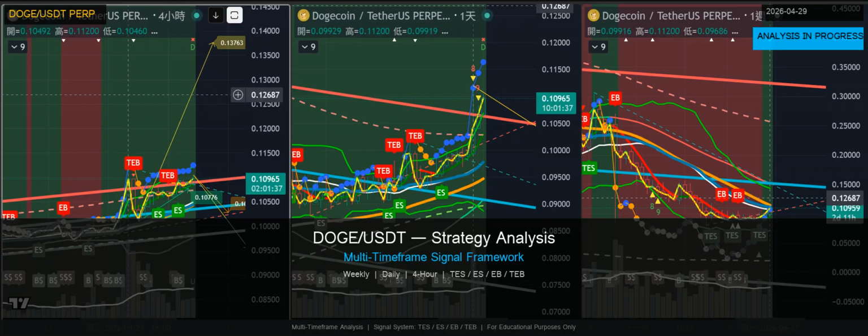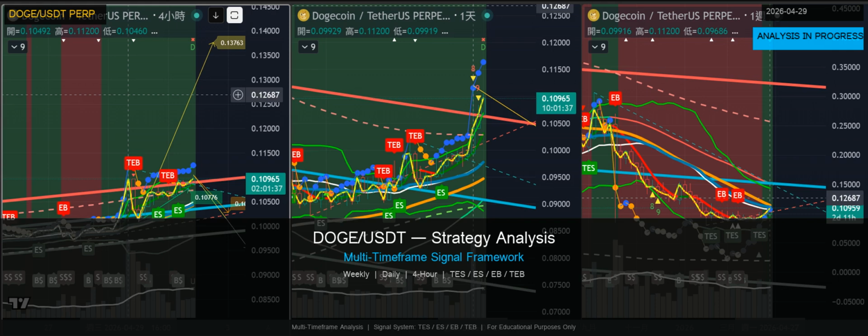In this session, we will break down the current market structure of Dogecoin using a multi-timeframe framework, examining the weekly, daily, and 4-hour charts to determine the dominant trend direction and identify the highest probability trade setup. Our analysis is based on a signal-driven system using key indicators, TES, ES, EB, and TEB, which together define whether the market is in a bullish or bearish phase at each time frame.